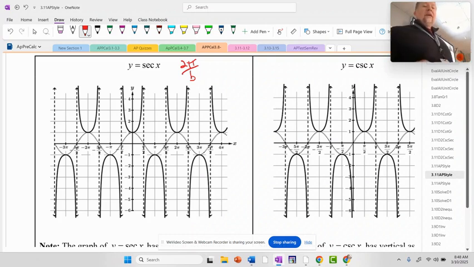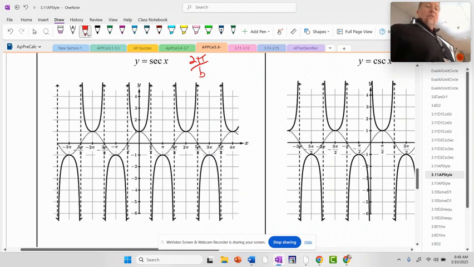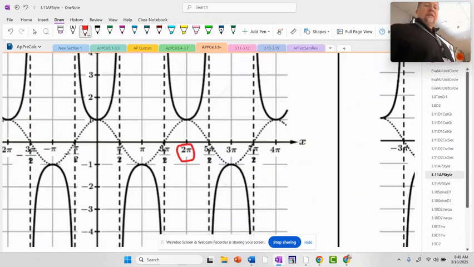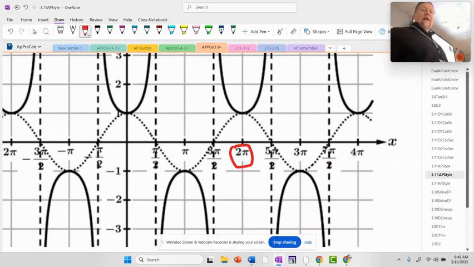The period for secant is 2 pi over b. So this is 2 pi over b, this position right here. Well, b in the parent function is 1, so I get 2 pi. Half of 2 pi is pi, pi over 2, 3 pi over 2. And then draw this.